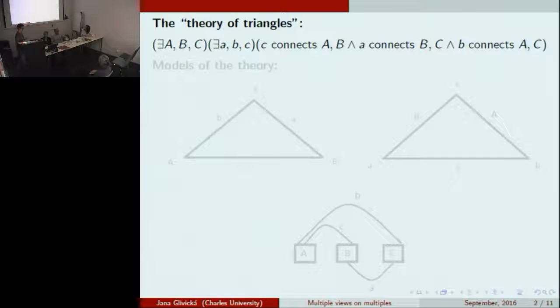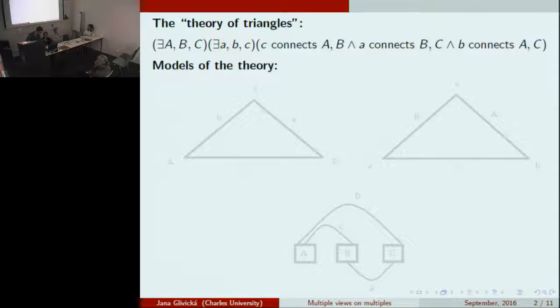Well, you could say, obviously, there should be an axiom of this theory that says there exists some triangle, right? Because without triangles, you can have no theory of triangles. So this might be this axiom. There exists capital A, B, and C, and think about those as the vertices of the triangle. And there is a small a, b, and c. Think about those as edges of the triangle, such that the edge c connects A and B, the edge a connects B and C, and so on. This is a triangle, right?